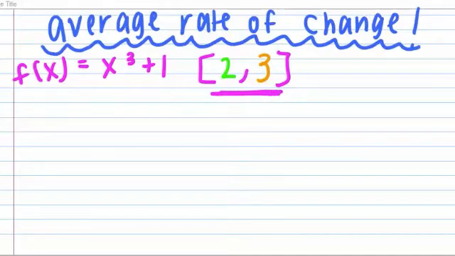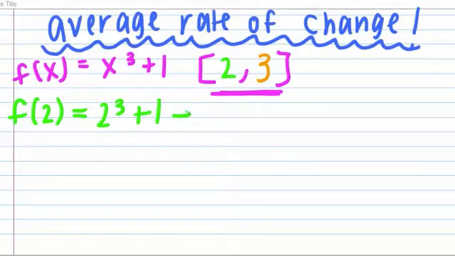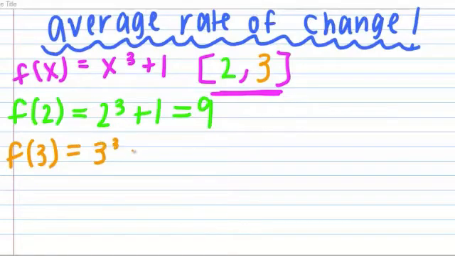So to do that, we just have to plug in 2 and 3 into the equation. So first let's plug in 2. f of 2 equals 2 cubed plus 1. And when we solve that, we get 9, which is our first y value. And we're going to do f of 3 to find our next y value and just plug in 3 for x. So f of 3 equals 3 cubed plus 1, which equals 28.